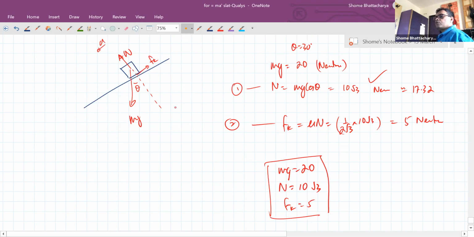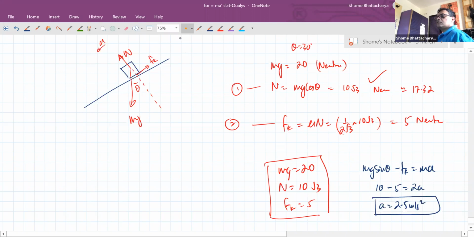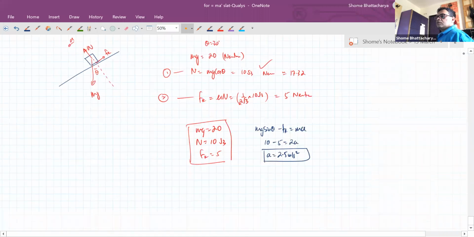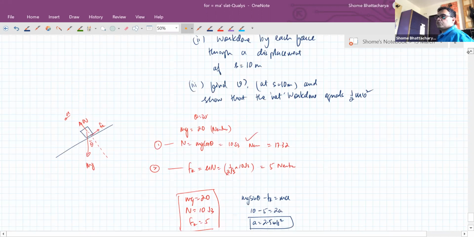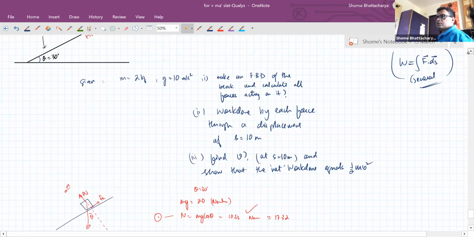So you can see definitely the block will accelerate because mg sine theta is greater than friction. Along the inclined plane, mg sine theta minus kinetic friction will be equal to mass into acceleration. So 10 minus 5 will be equal to 2a. So it will have an acceleration of 2.5 meters per second square. Okay. So that will come in handy in the third part, where we want to find out the v and show that the kinetic energy is equal to the net work done.